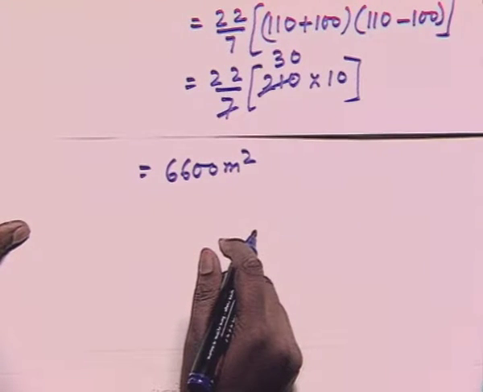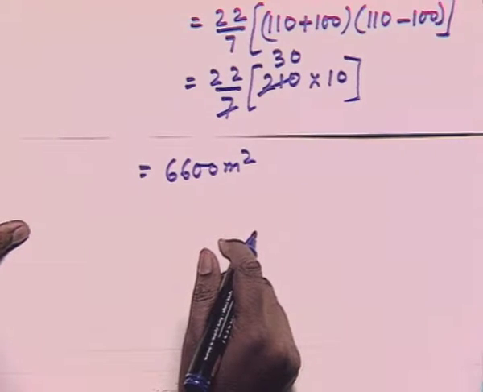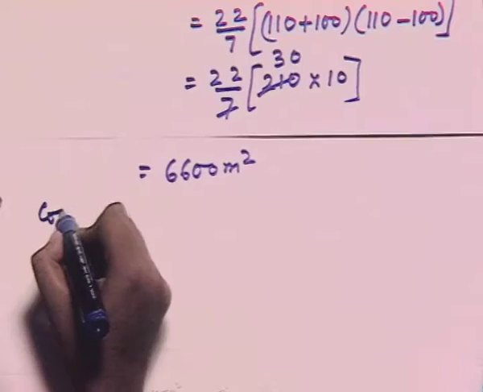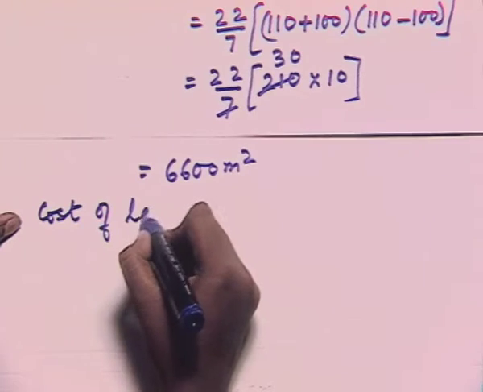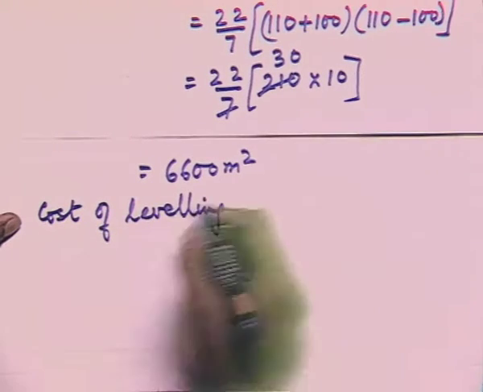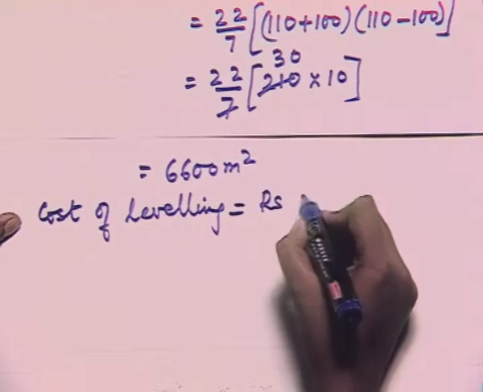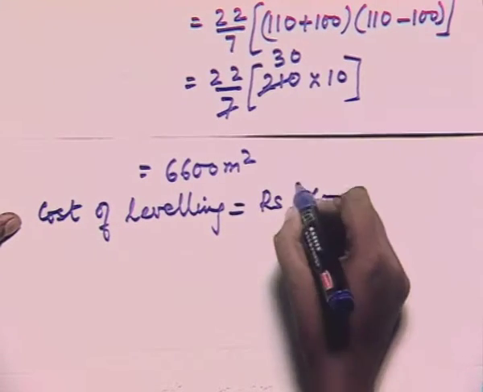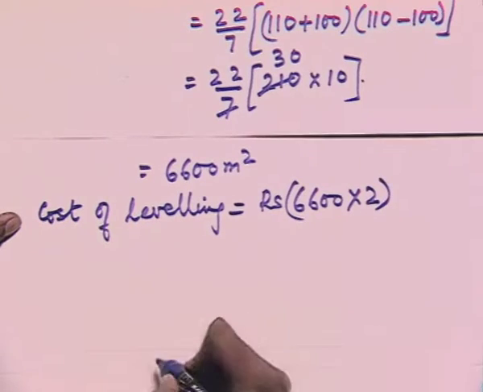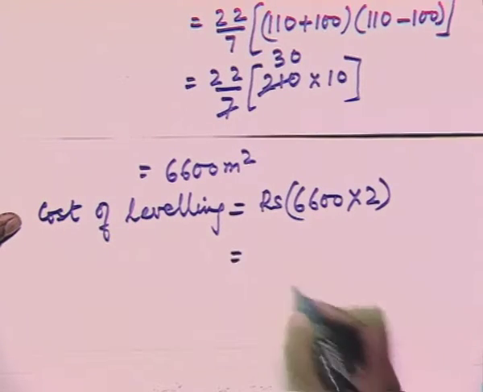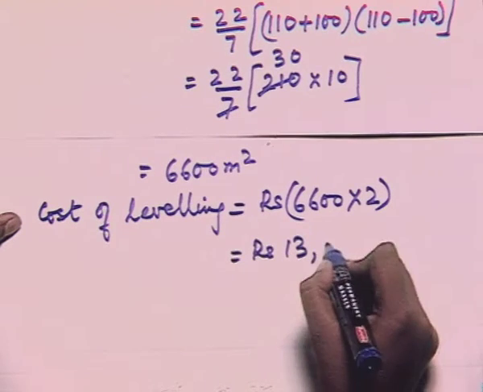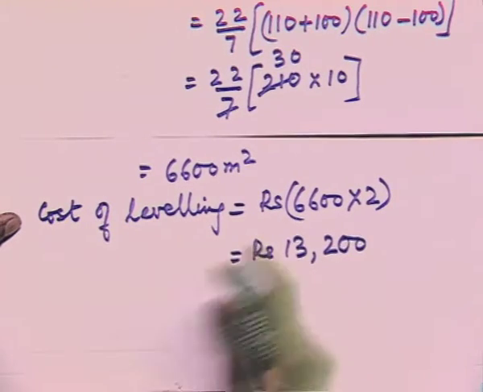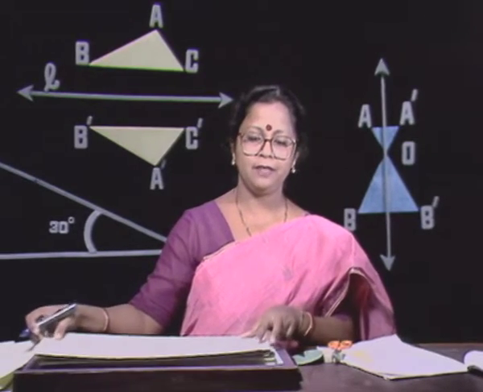Now, we have to find out the cost of leveling the road at the rate of 2 rupees per square meter. The total area of the road is 6600 meter square. So, the total cost of leveling the road will be rupees 6600 multiplied by 2 rupees per square meter, which is equal to rupees 13,200. So, this is the total cost of leveling the road.